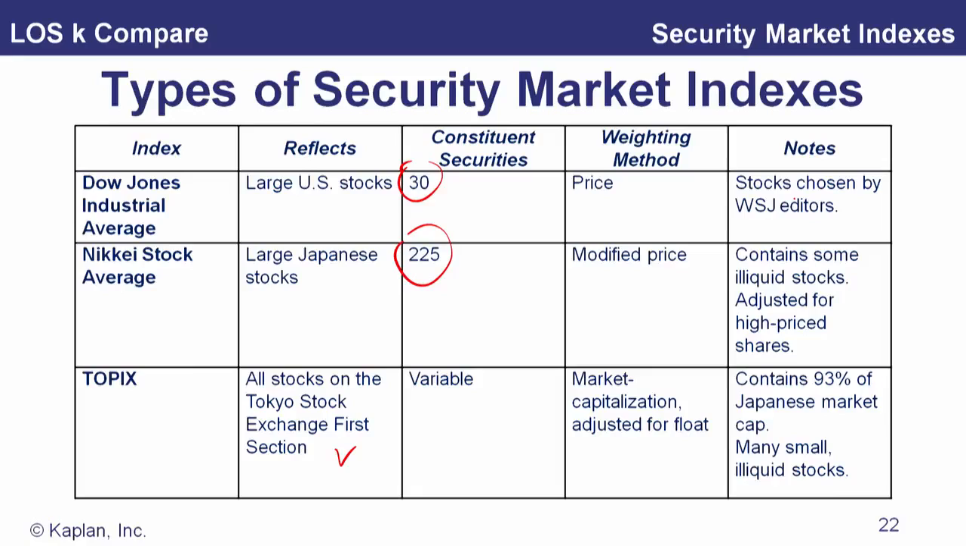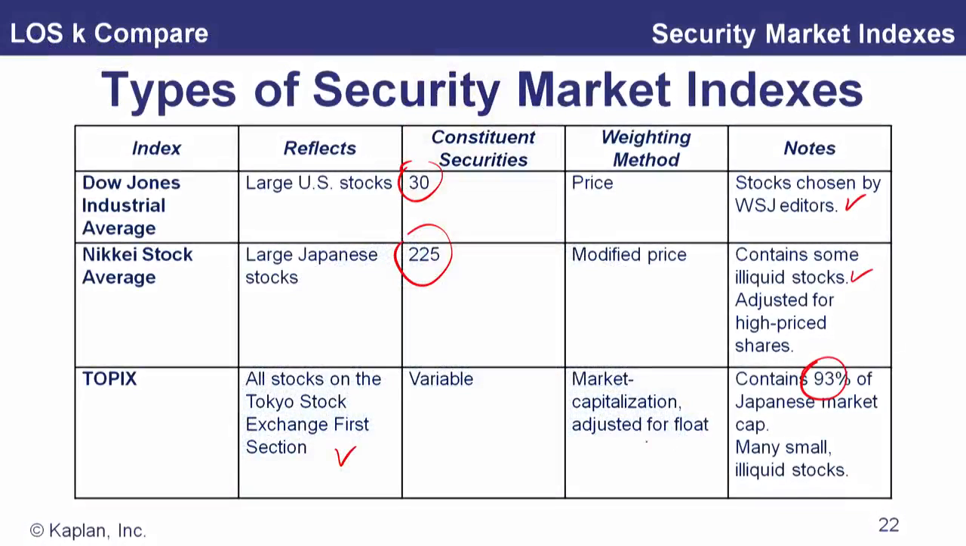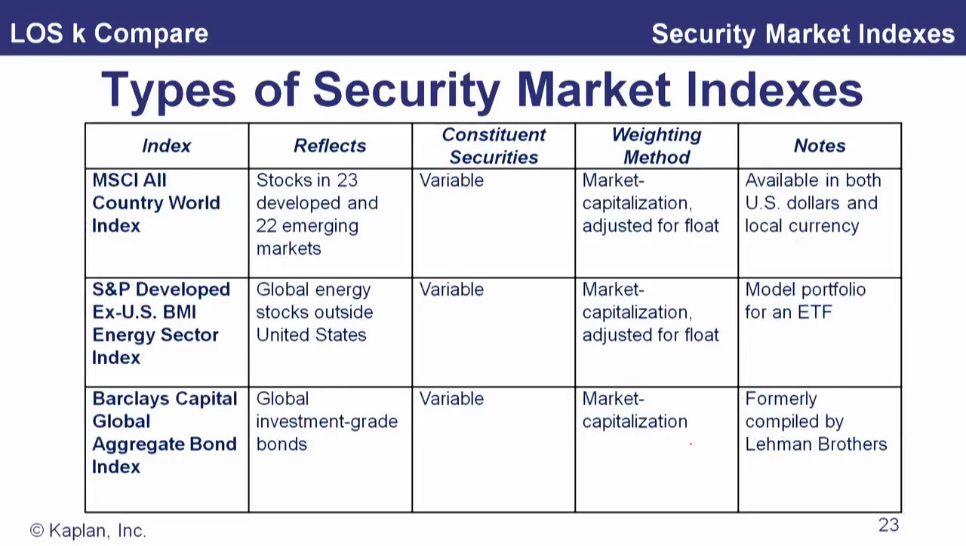The Dow Jones stocks are chosen by the Wall Street Journal editors, okay? The Nikkei contains some illiquid stocks, and there is some adjustment for high-priced shares. But the TOPIX contains 93% of the Japanese market, so there'll be many small illiquid stocks in that. So certainly you aren't expected to memorize this, but just to understand some of these differences. And the TOPIX is a float-adjusted index, which we covered.